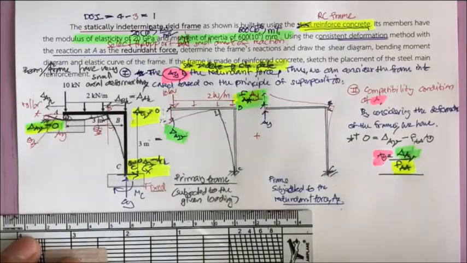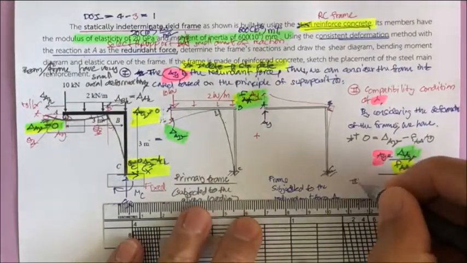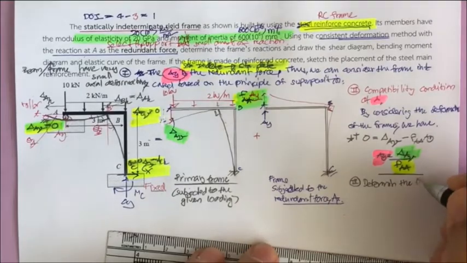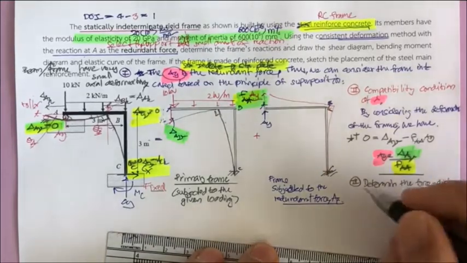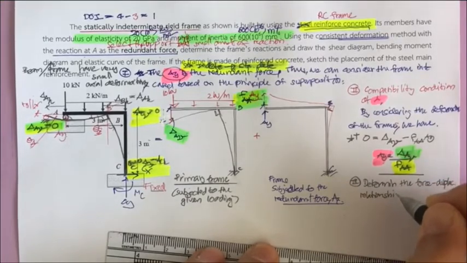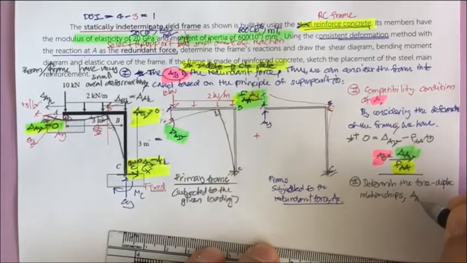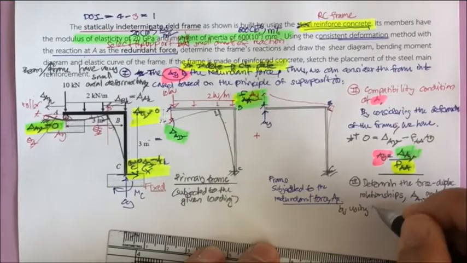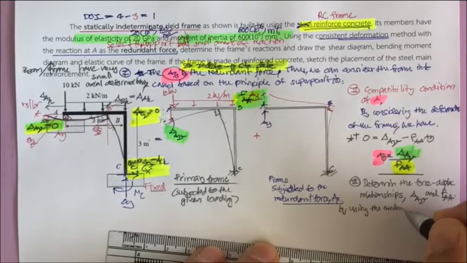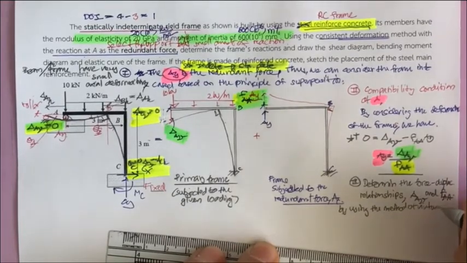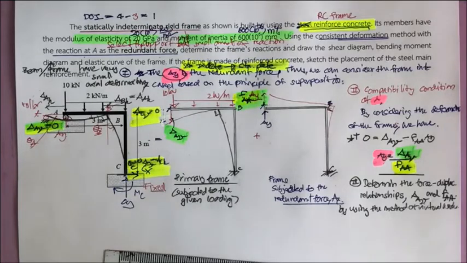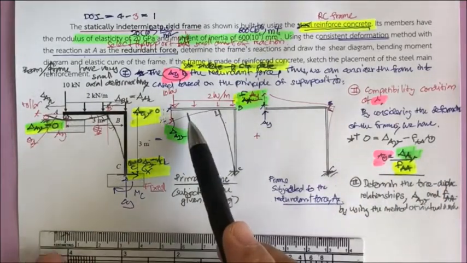So the third, we determine the force and displacement relationship, which is going to be delta sub AV and F sub AA, and then by using the method of virtual work, okay, and based on the method of virtual work, you're going to determine the deflection of this, right?